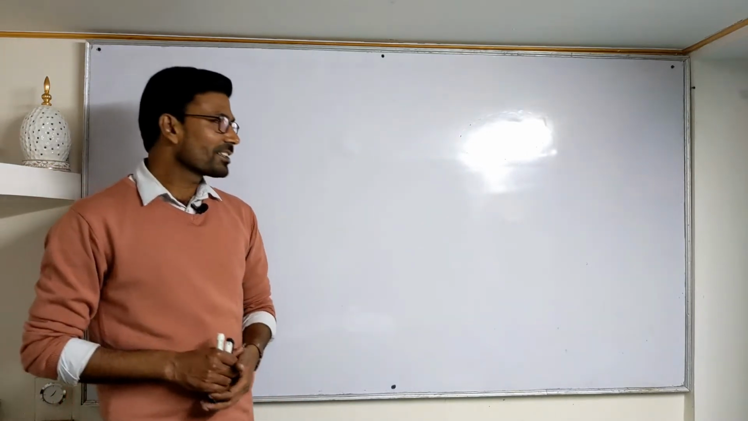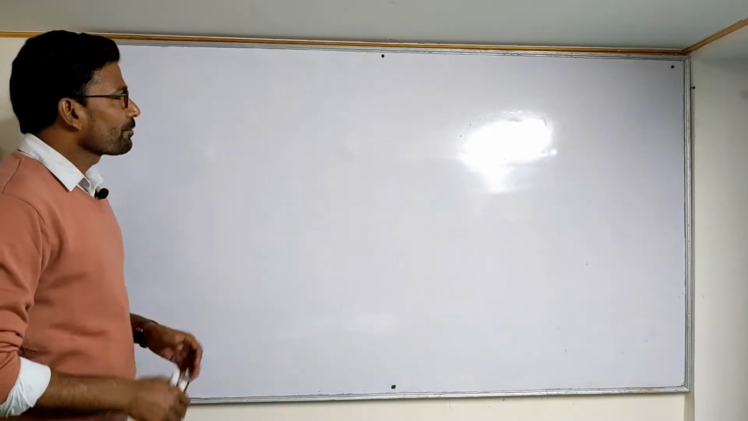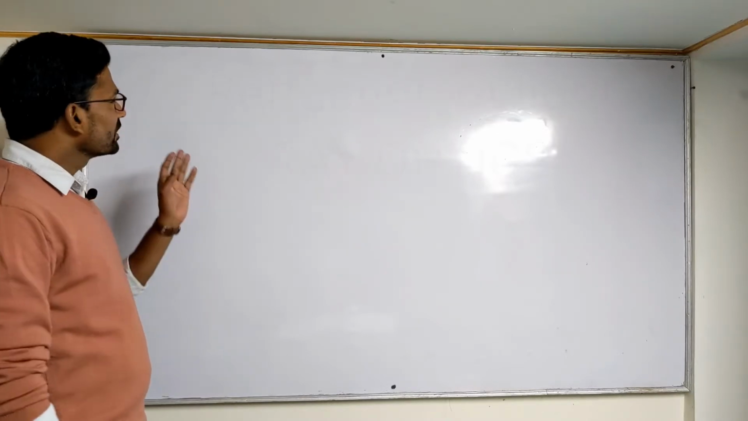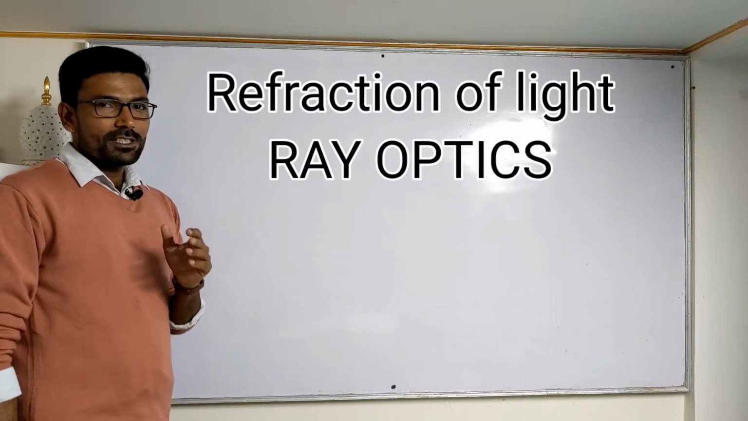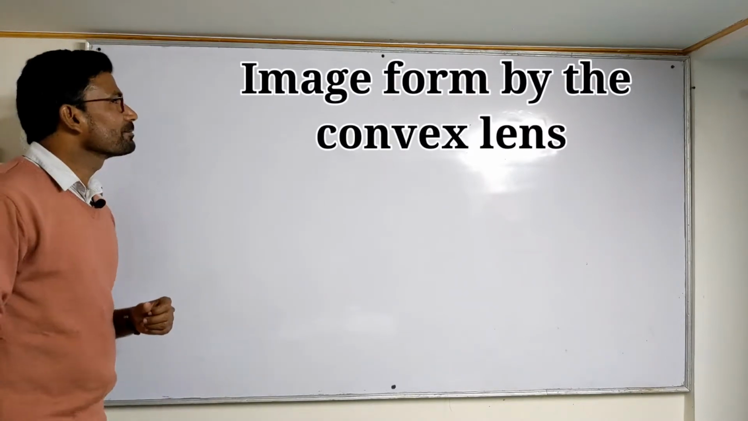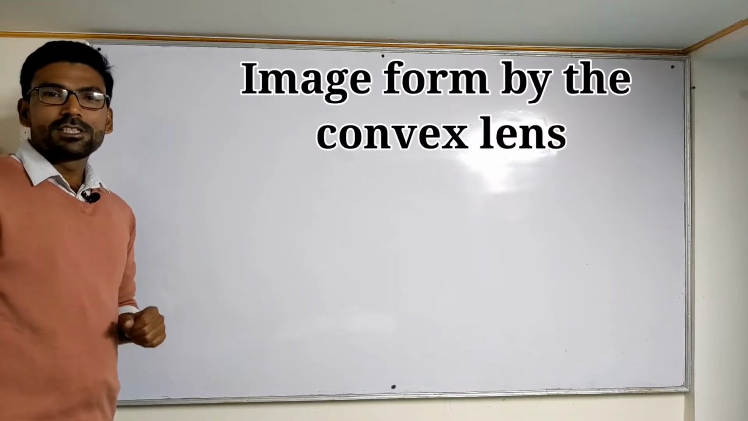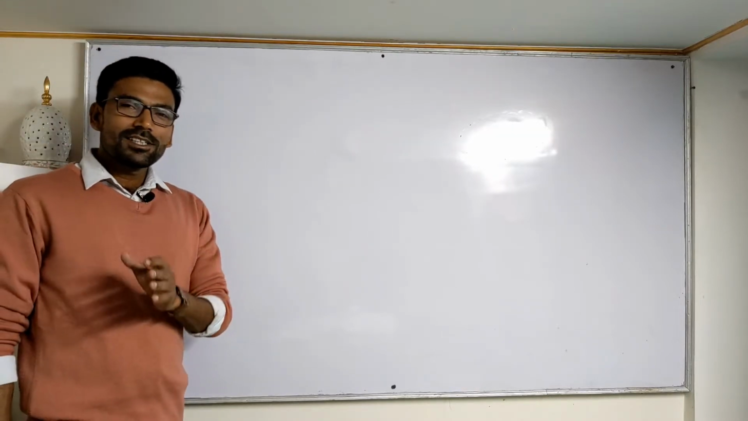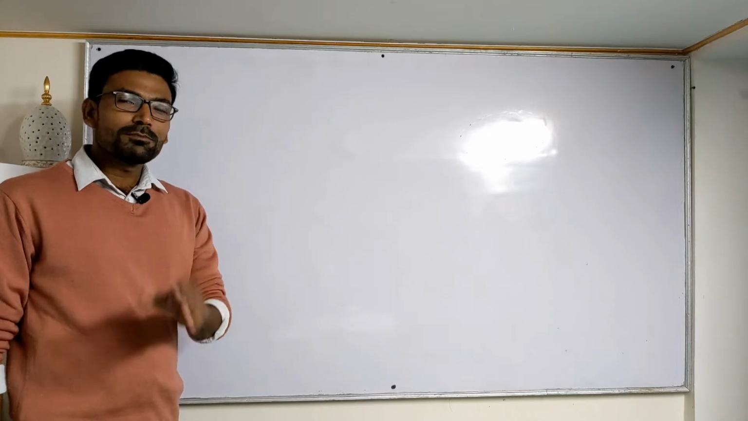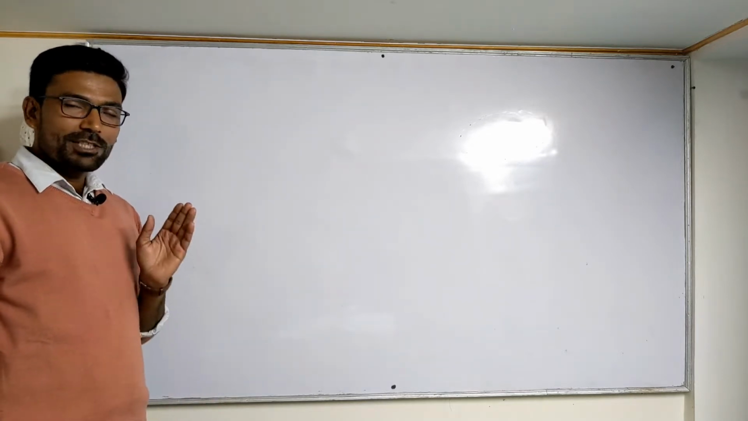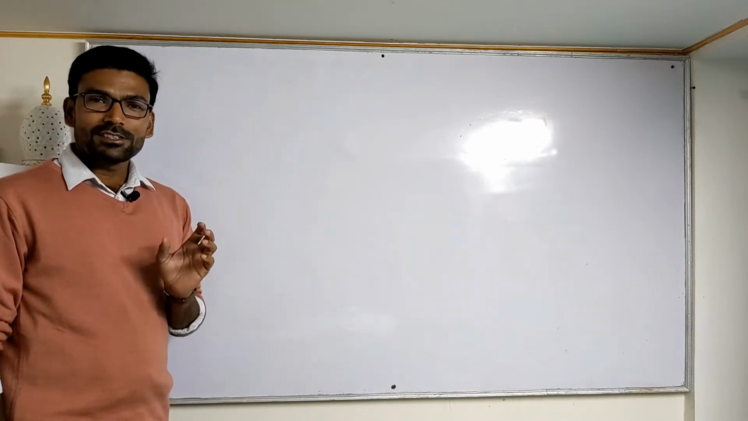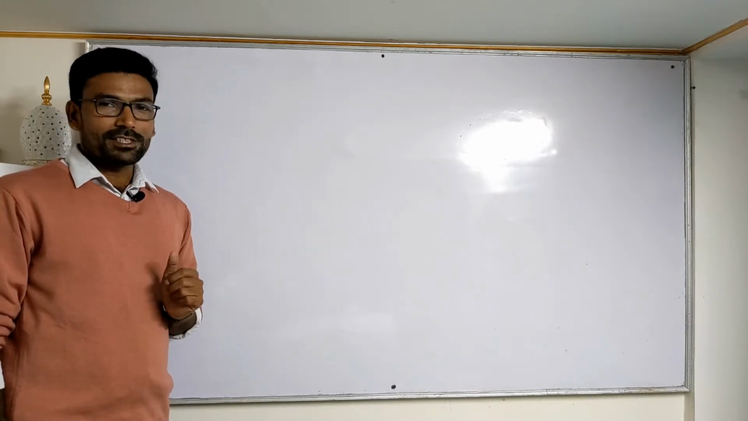So let us start our discussion with image formation by lenses under the topic of refraction of light in ray optics. First of all we are going to take the convex lens, it means image formation by the convex lens. I am sure that you have already seen this phenomenon. Maybe you have performed the activity on image formation by the convex lens, and you already know how the image is formed by the convex lens.